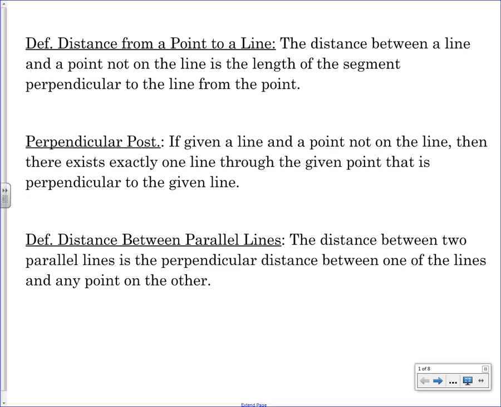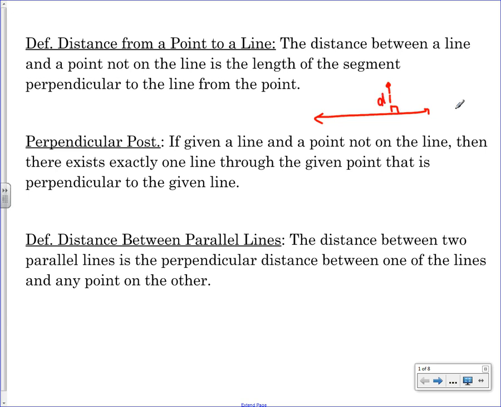The definition, distance from a point to a line. The distance between a line and a point not on the line is the length of the segment perpendicular to the line from the point. What that says is, we have a point and a line, all right? The distance from this point to the line is the perpendicular, right here, okay?